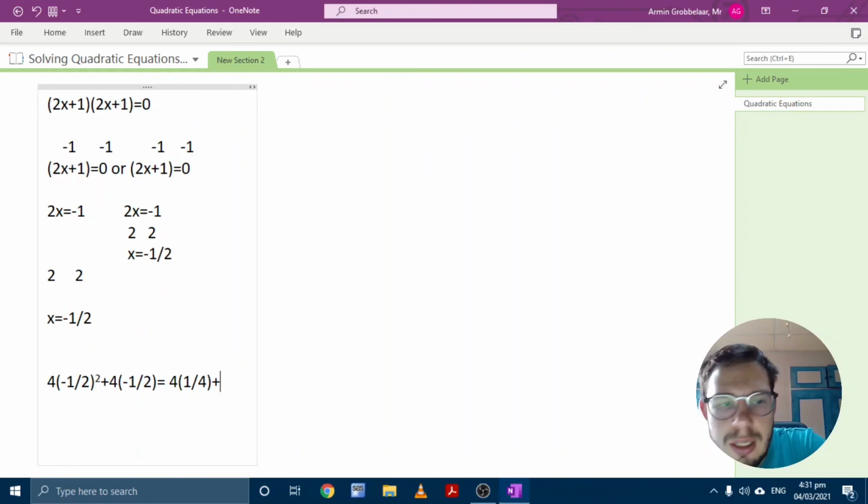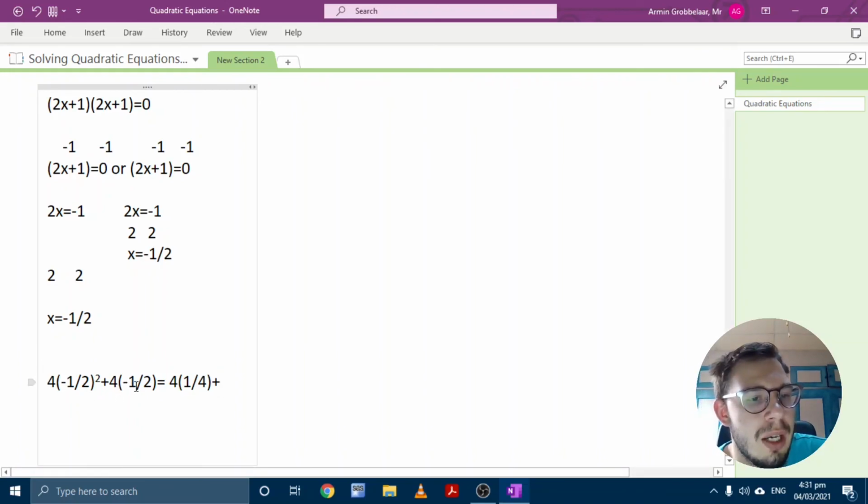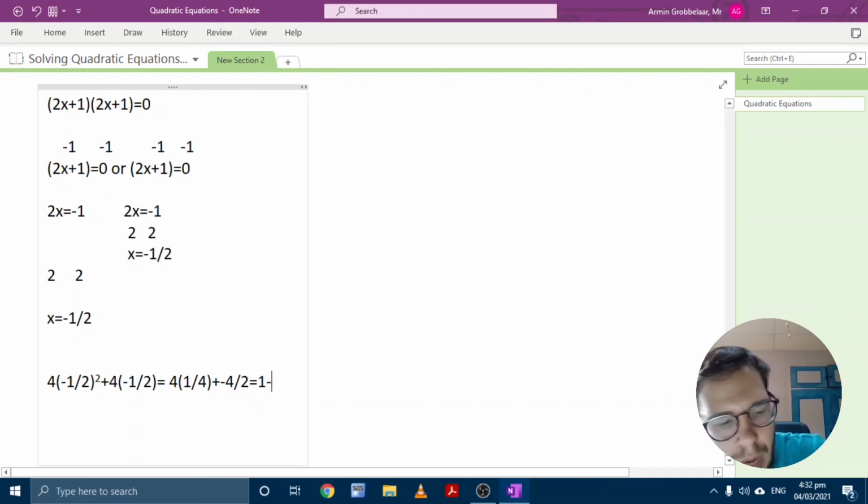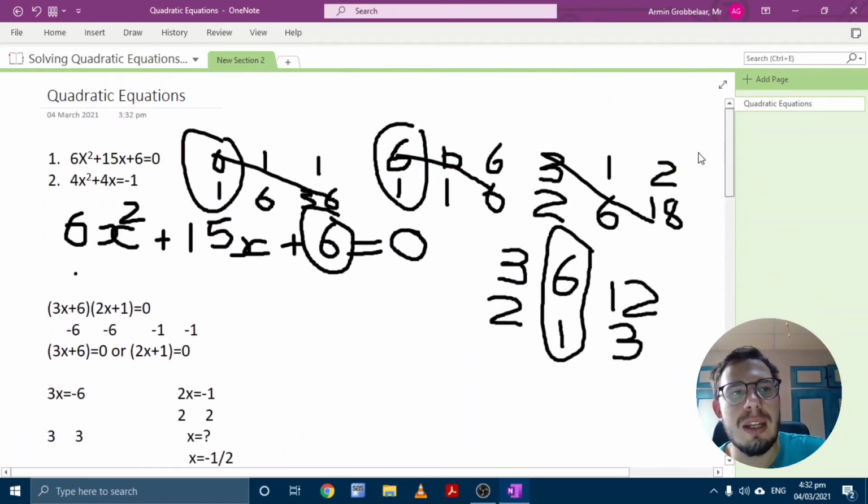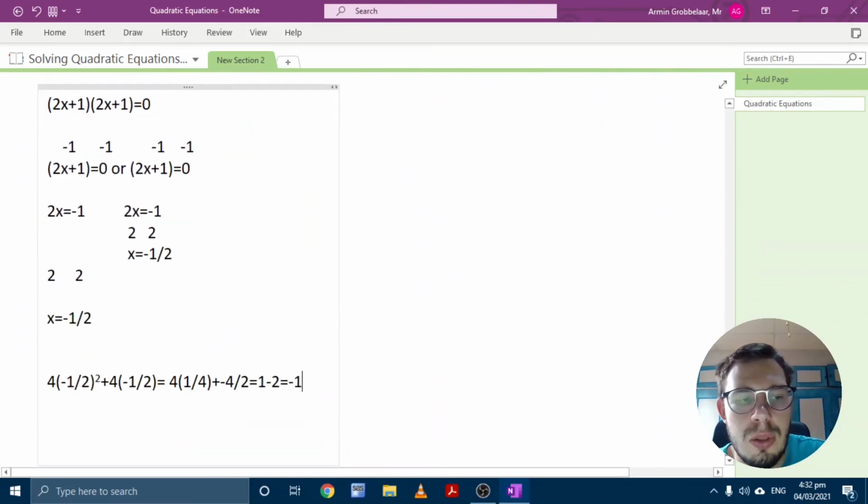Now plus, now 4 times minus 1 is minus 4, so it's minus 4 divided by 2 is equal to, now 4 divided by 4 is just 1, and minus 4 divided by 2 is minus 2. So I'm left with 1 minus 2, which is equal to minus 1, which was the right hand side. So we know our answer of x equal to minus a half is correct.